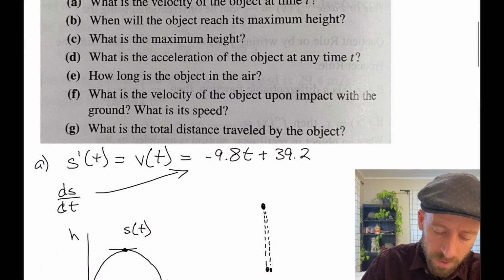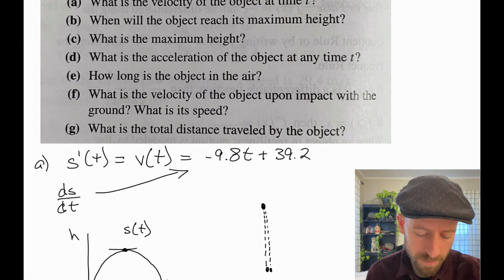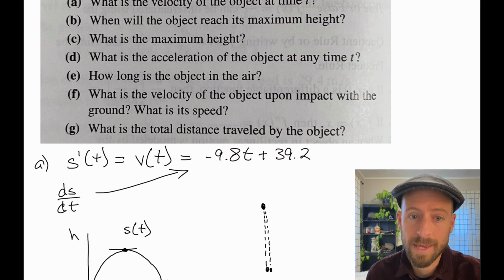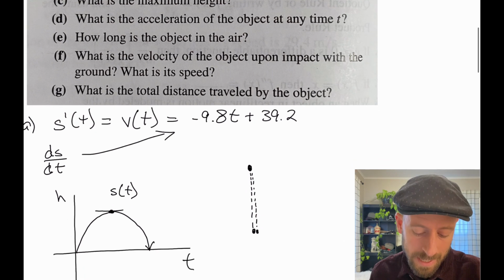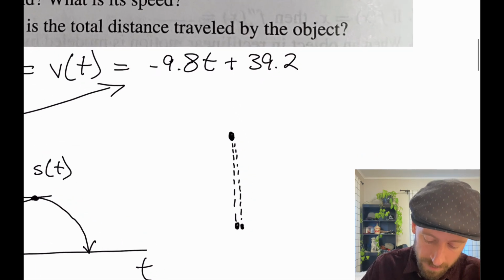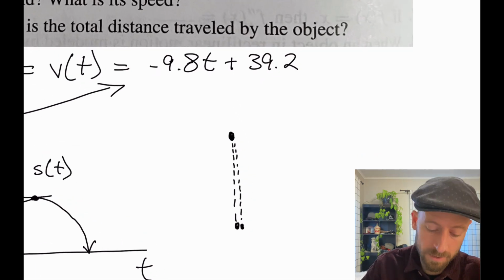Let's dive back up to the next question because I think we're done with acceleration. It says, how long is the object in the air? The object is in the air, okay, so it's got to take a certain amount of time to go all the way up to the top, and it's got to take a certain amount of time to go all the way to the bottom, all right?